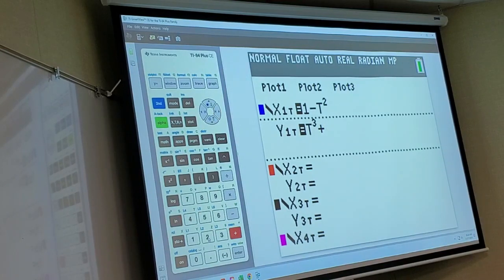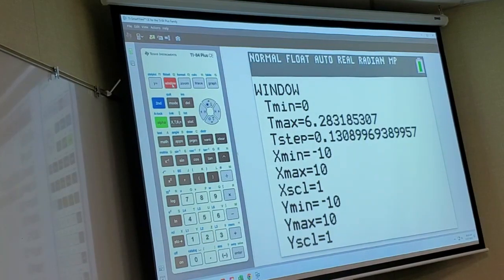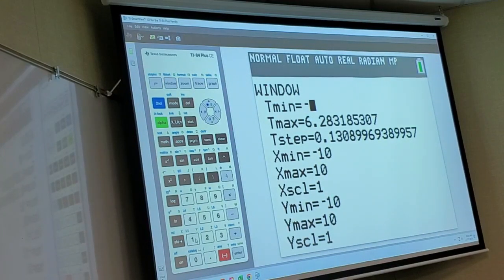plus 2. All right. And if I go to window, I can actually set what t min and t max are. And I said it was from negative 2 to 1, right?